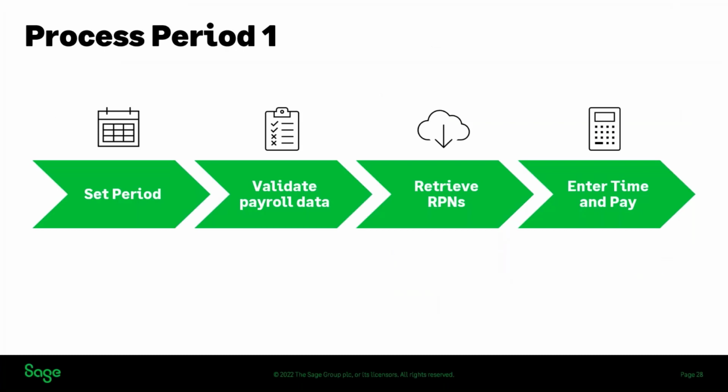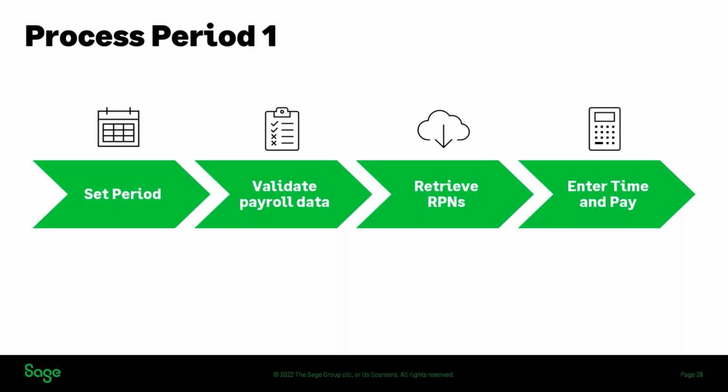Now, the good news here is there isn't very much different that you need to do. There is quite literally nothing different that you need to do, as you see the steps there. You simply set your period as you would normally, validate your payroll data, as Duncan showed you earlier, see if there's any errors or anything, retrieve your RPNs.